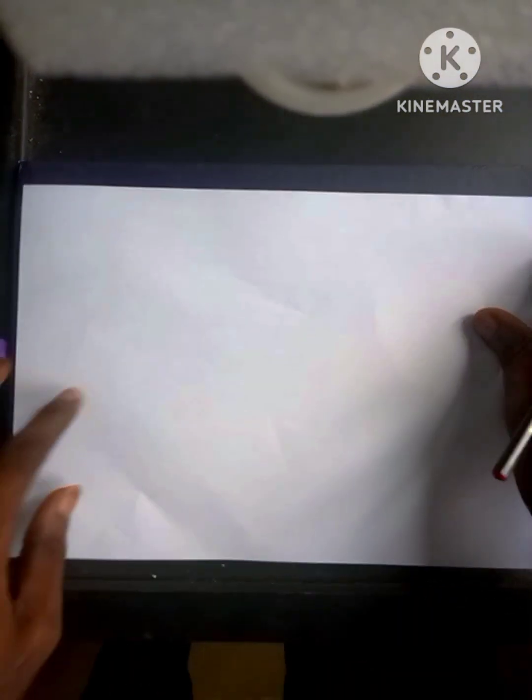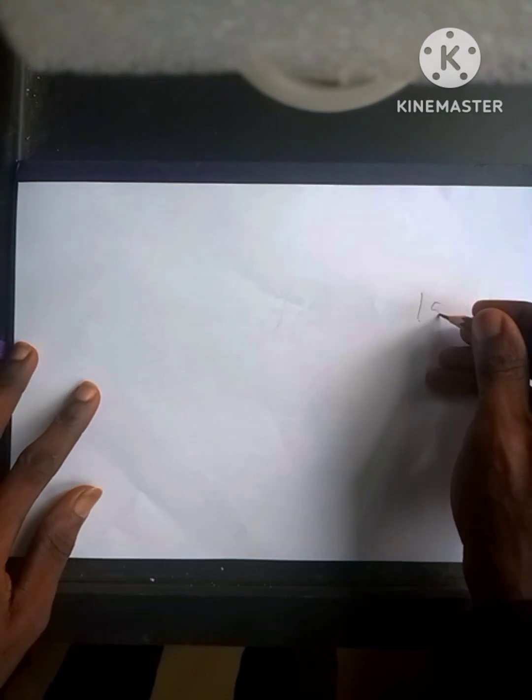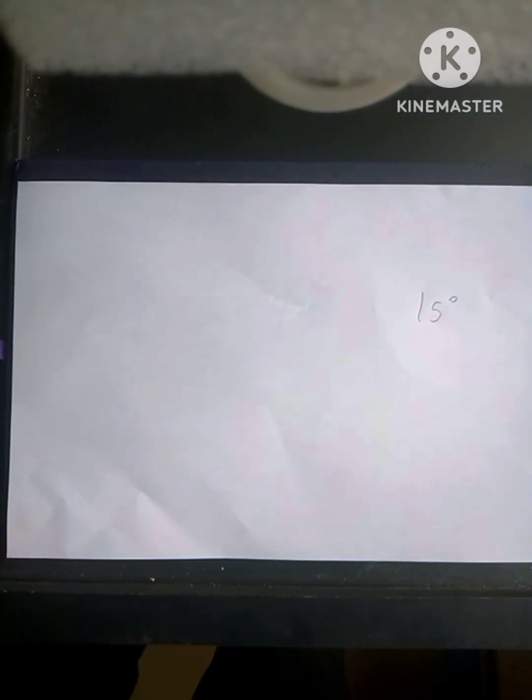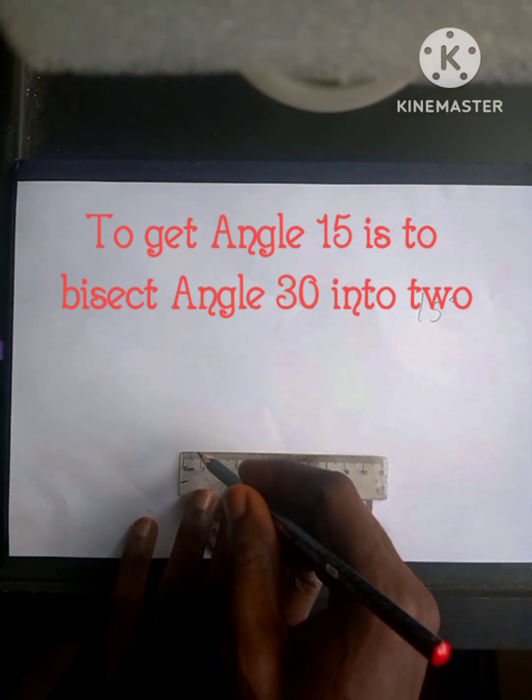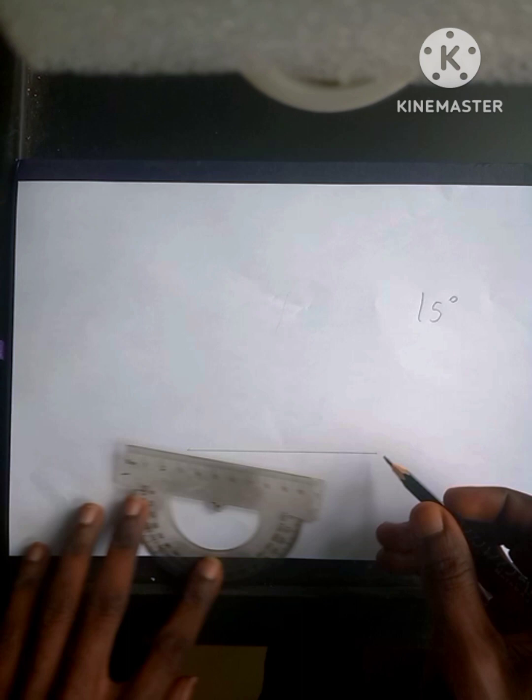Also, we still have another acute angle which we can construct with our compass. We still have a 15. So you understand the logic there. To get 60, we divided 180 into 3. To get 30, we divided 60 into 2. Then to get 15, we have to divide 30 into 2. So it works the same way.